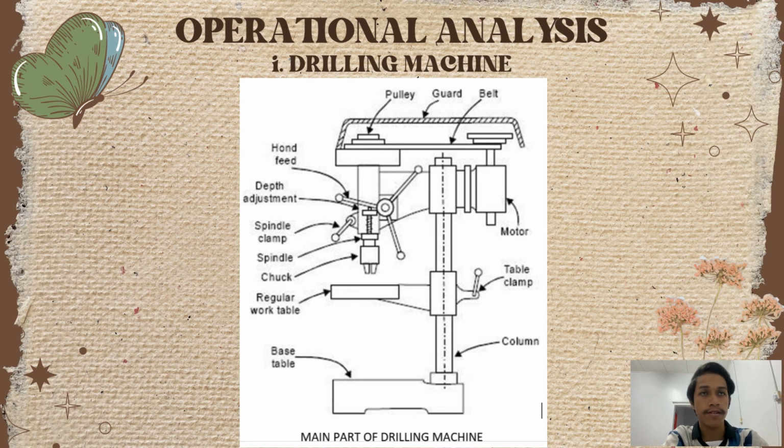For the operational analysis of the drilling machine, the drilling machine has main parts, which are the pulley, guard, belt, motor, horn feet, depth adjustment, spindle clamp, spindle shaft, regular work table, and many more.